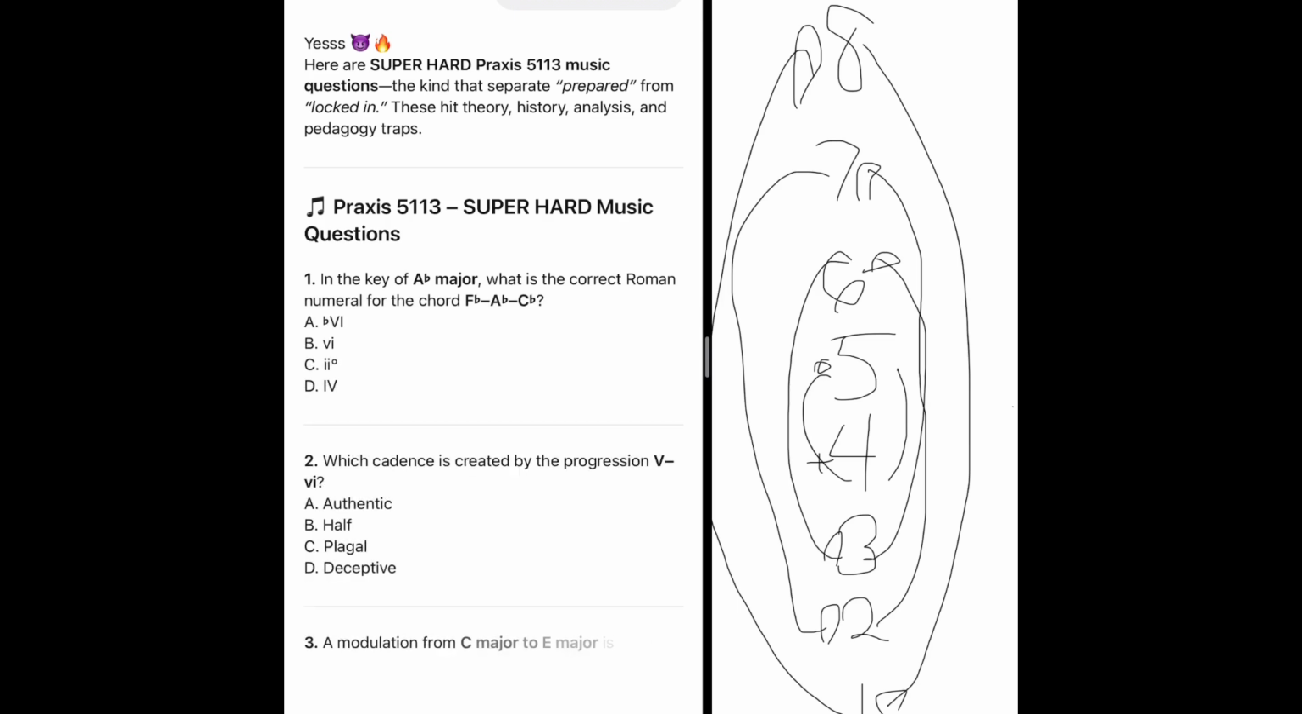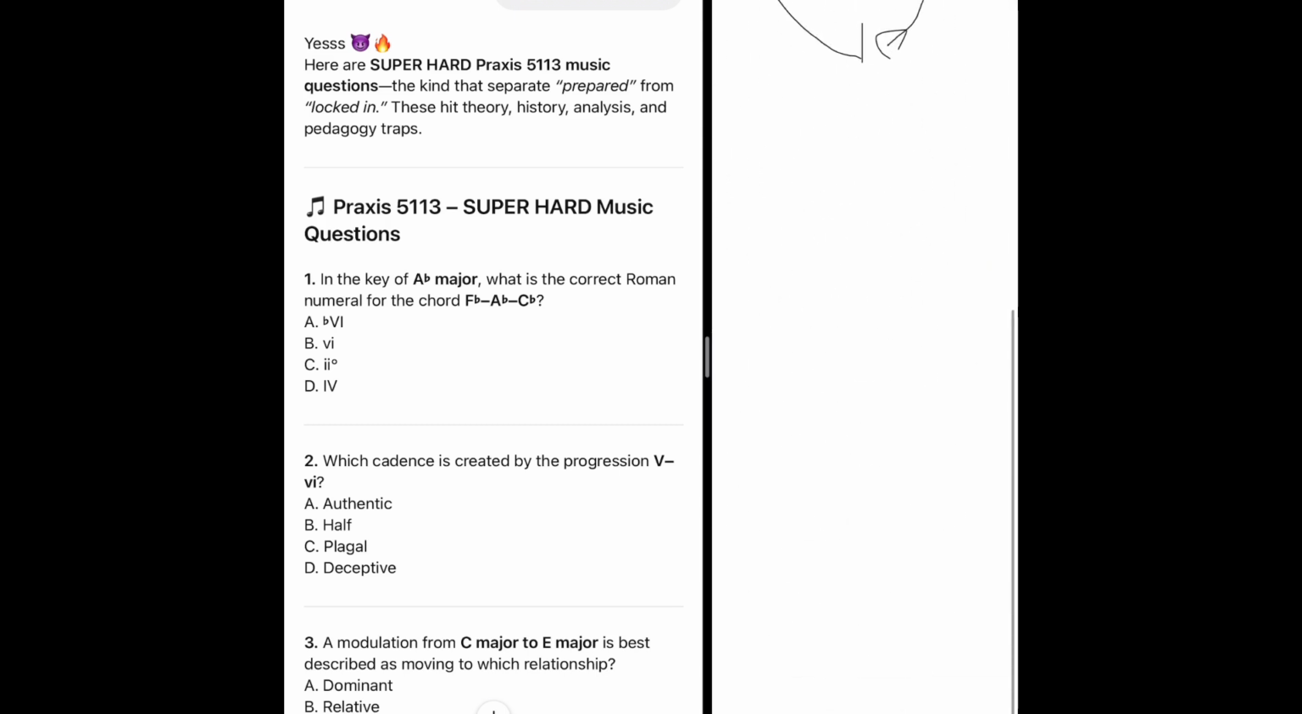Alright. In the key of A flat major, what is the correct Roman numeral for F flat, A flat, C flat? Ooh. Okay, so A flat. Okay, flat 6. Because look, if I have to write it right here, I'm going to do this in a sec. So the trick is you can write the notes out if you need to.